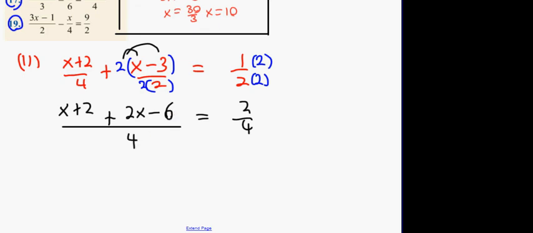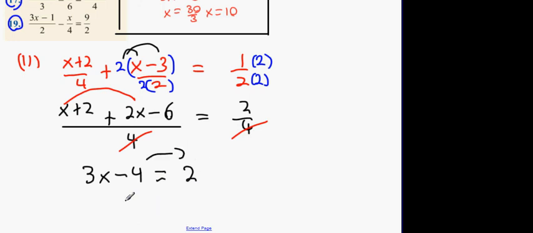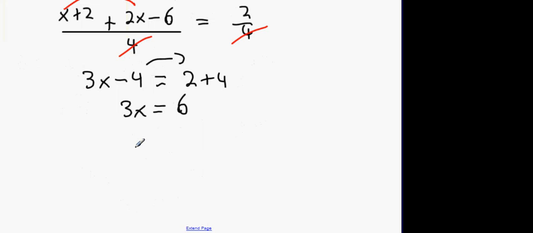What happens to the 4's? And what do we have? x plus 2x? 2 minus 6? Equals 2. Bring over the 4 and we get 3x equals 2 plus 4, which is 6. And then finally x equals 6 divided by 3, x equals 2.